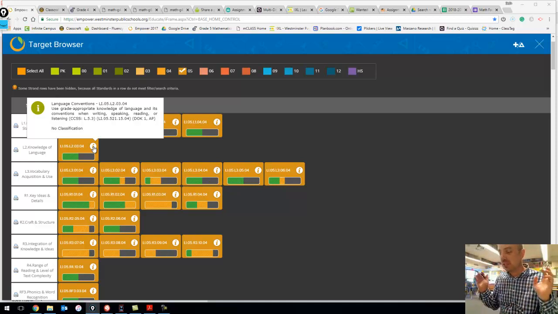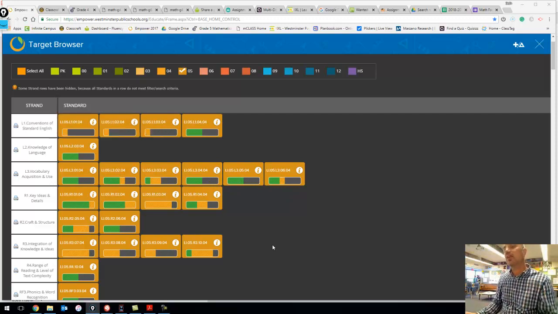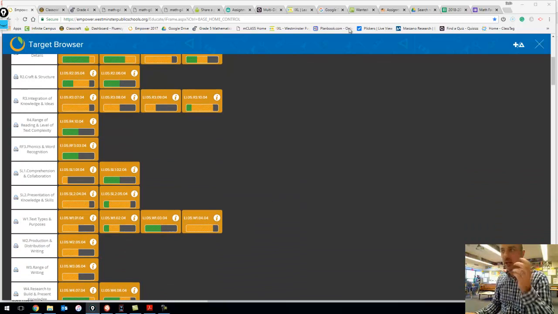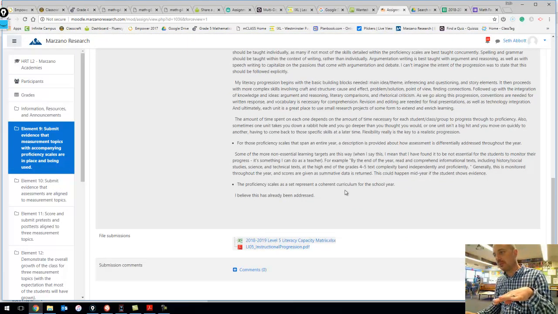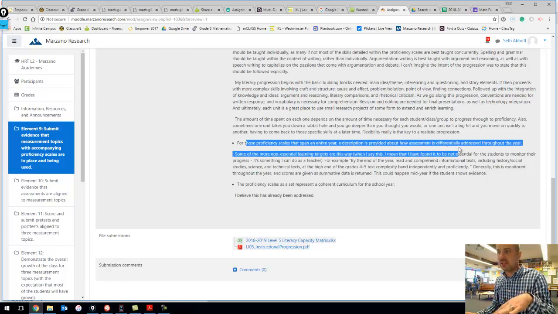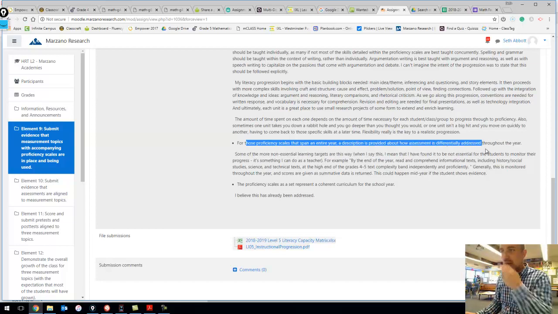But as far as it goes, they needed to be presented with a nice little package of learning targets that they were responsible for. And this was one that I felt like they didn't need to be responsible for at that time. And there's a handful of them in there. And this kind of skips down to the last one here, which was, for those ones that span the entire year, how do I assess them differently and address them throughout the year?